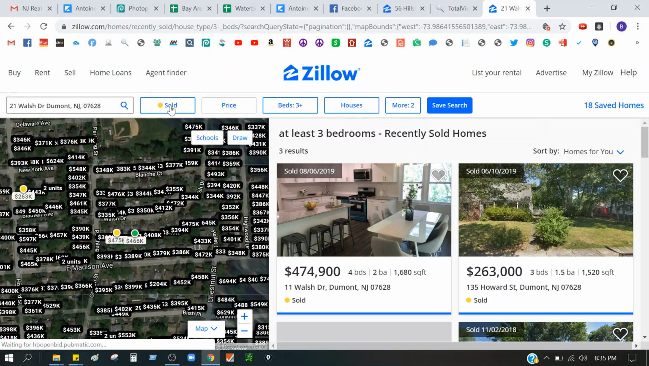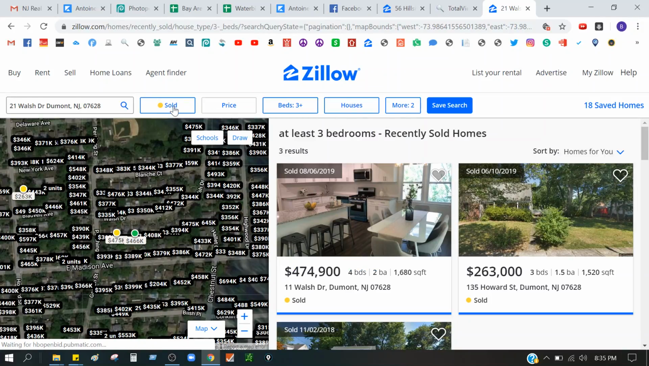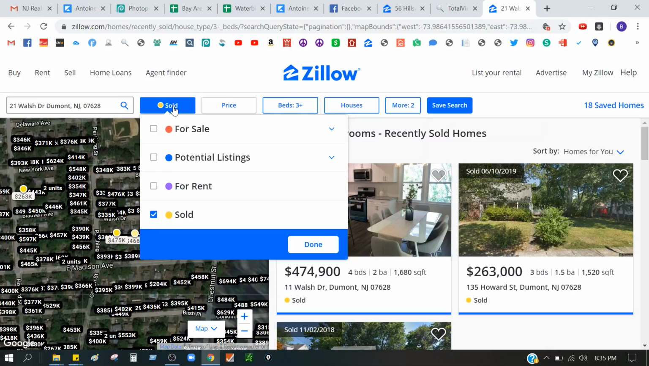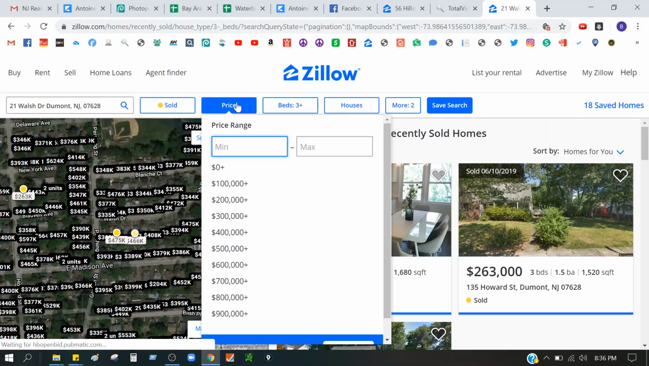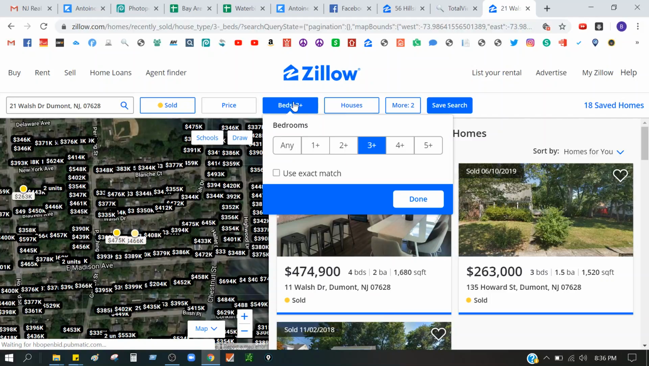So what we're gonna do is go over here on the sold. You're gonna click off this, click off that, click off that. This is on, right? You just want to see the sold properties. Price point, don't even put a price point there. Bedrooms, you want 3 plus, right? Because it was 3 bedrooms.